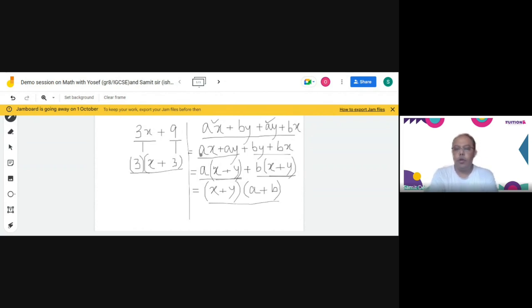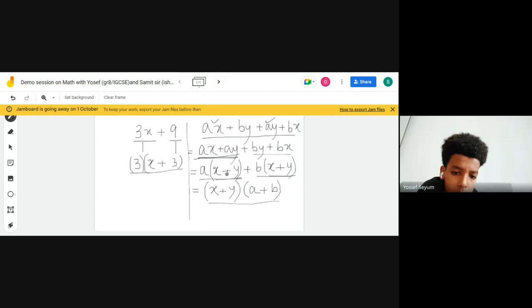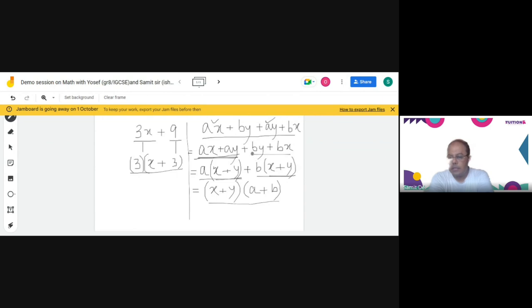So here we have got ax plus ay in the first group and by plus bx in the second group. From these two, what is common? You rightly said a is common. So we have taken out a. After taking out a, what is left out? We are left out with x from the first term, the plus sign, and y. And similarly, from here also, what is common? That is b common. So we have taken out b, and what is left out? We are left out with y plus x. So that is what we have written.